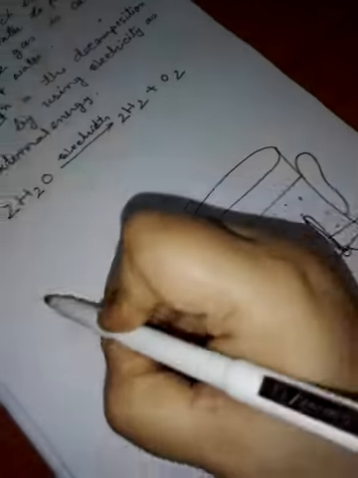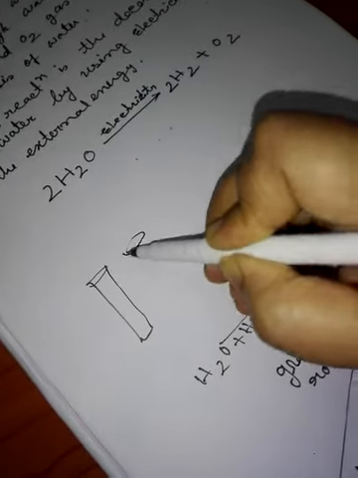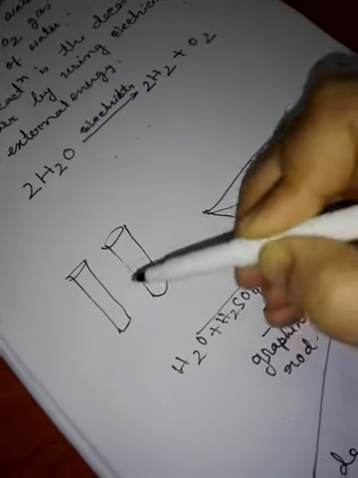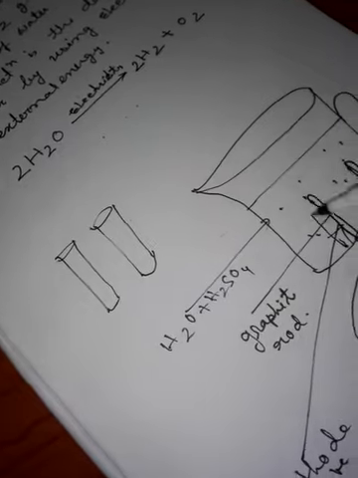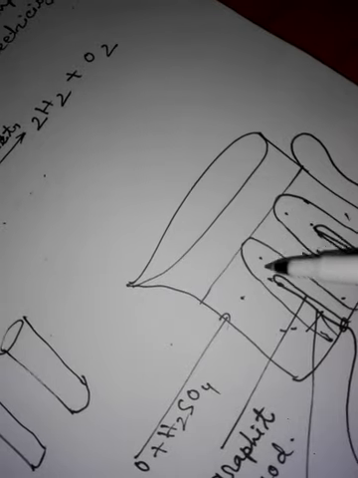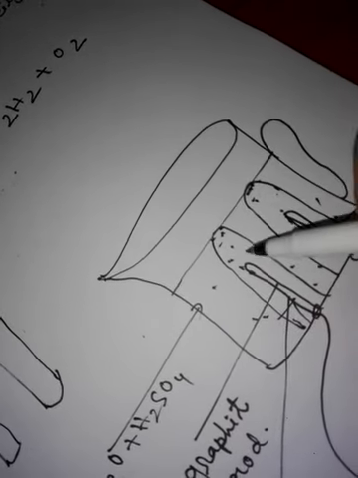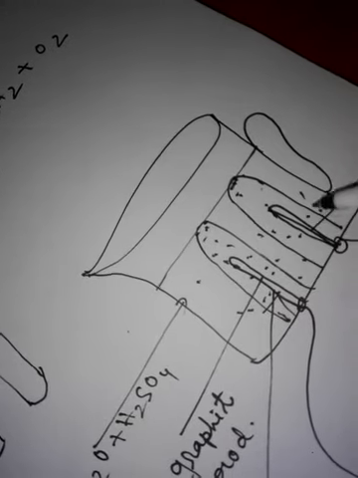Let us take 2 test tubes, fill them up with water and invert them over these 2 electrodes. You will find that the water will be up to the level above the electrodes inside the test tube also.